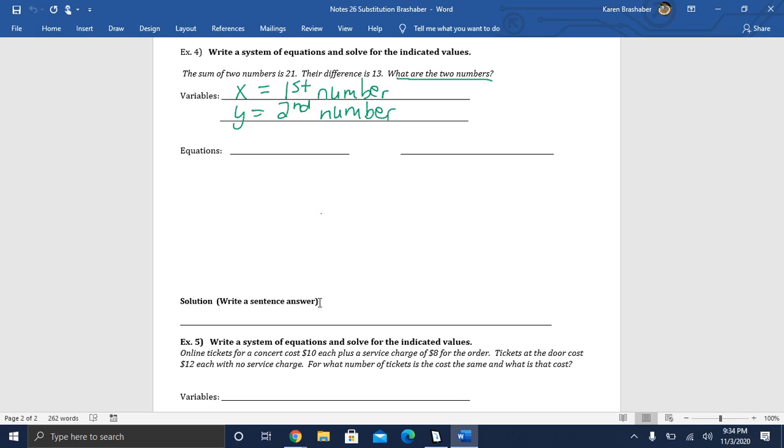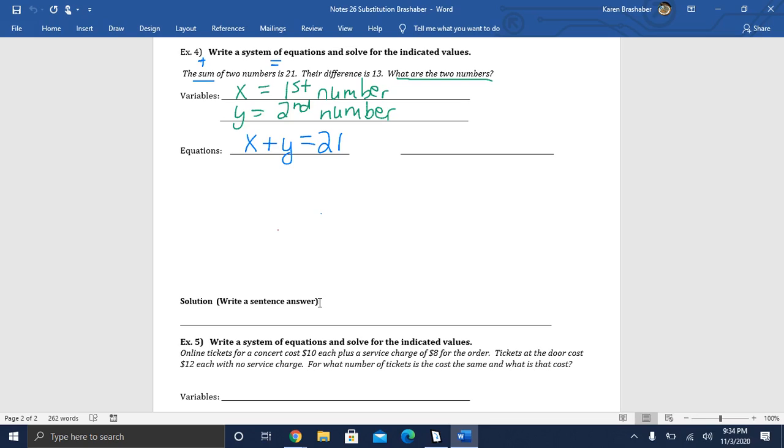Our first statement says the word sum. That means addition. So we're adding our two numbers. Is means equals, and it equals 21. So we could take our first number, add it to our second number, and that equals 21. X plus Y equals 21.